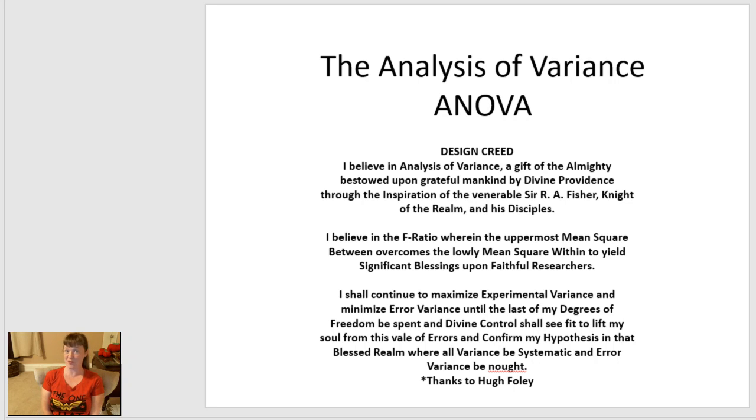Our first topic for this section of the class is ANOVA, otherwise known as the analysis of variance. It's actually what ANOVA stands for: the AN for analysis, the O for of, and the V for variance. And that's exactly what we're going to do.